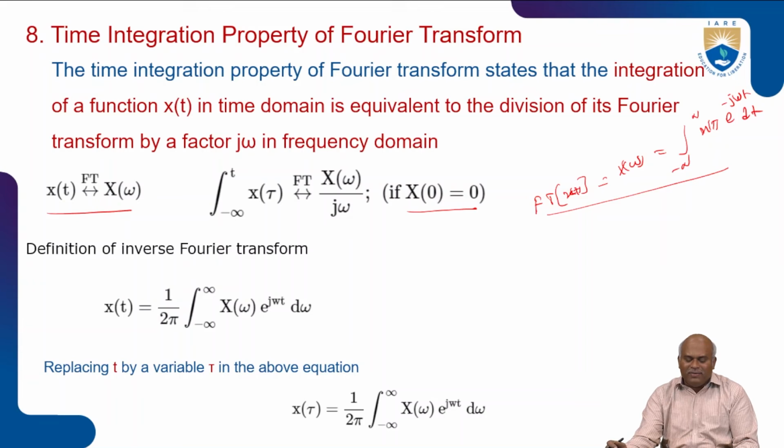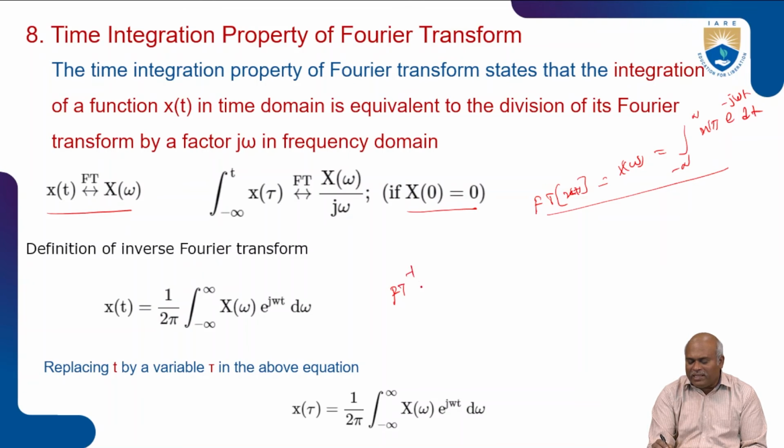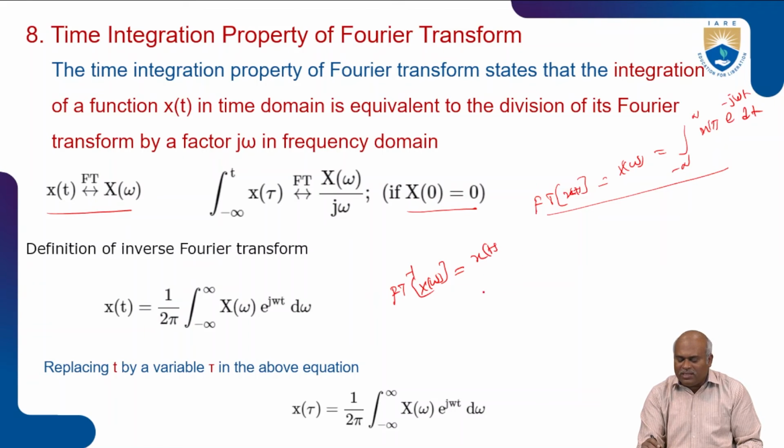Here we also take the inverse Fourier transform. The inverse Fourier transform of X of omega is x of t. You know this inverse Fourier transform formula, which we already discussed in the last property: x of t is equal to 1 by 2 pi times the integral from minus infinity to plus infinity of X of omega e^(j omega t) d omega.